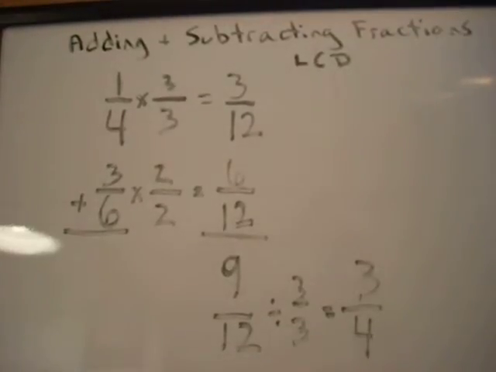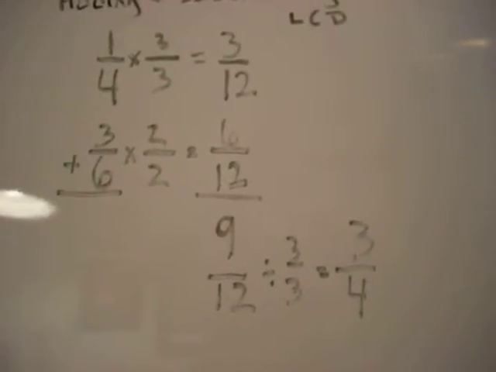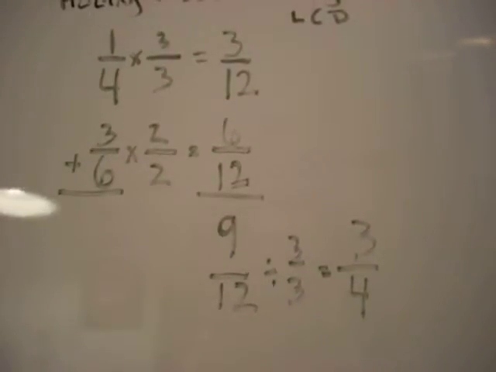So if I add 1/4 plus 3/6, I will end up with 9/12, and when that is simplified, it will be 3/4. This is all you have to do for adding and subtracting fractions with unlike denominators. You need to make the denominator the same. You need to look for the least common multiple.